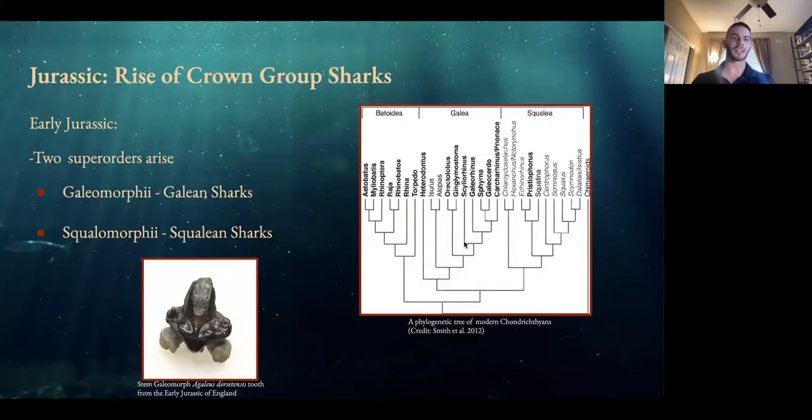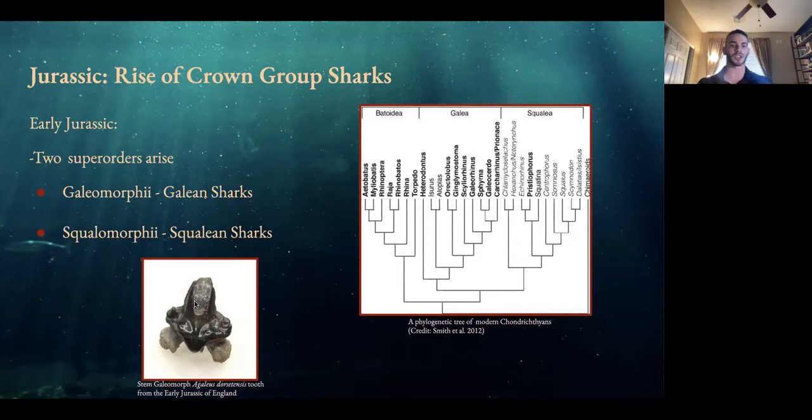So in the early Jurassic, we have the rise of the crown group sharks. So these are the sharks that you would pretty much recognize as sharks today. They're split up into two superorders, the galeomorphs, which are the galean sharks, and the squalomorphs, which are the squalean sharks. And if you look at this phylogenetic tree, so this is how we like to classify organisms and their relationships with each other, the galeomorphs and squalomorphs are sister taxa to each other, whereas batoids are sister to all sharks in general, rather than being highly derived squalean sharks, which is what used to be proposed in the hypnosqualean hypothesis.